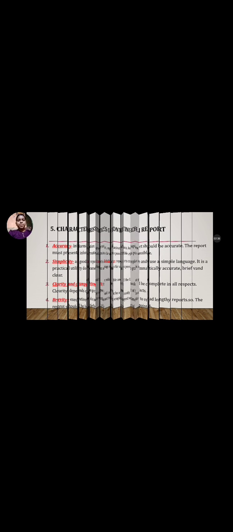Then next one is clarity and completeness. The report should be complete in all the aspects. Clarity depends on the proper arrangement of facts. Fourth one is brevity. Executives do not find sufficient time to read lengthy reports, so the report should briefly reflect the essential points.